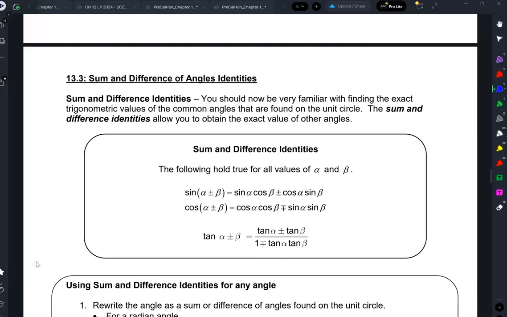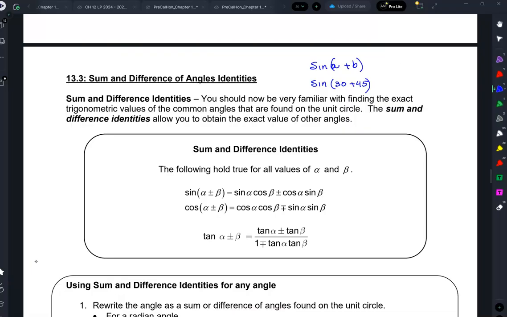So for example, if you have sine of A plus B, sine of A plus B. So for example, if you have sine of 30 plus 45, those are both special angles. Now, when you add them, there is also a way to do that, okay? So these are the identities.